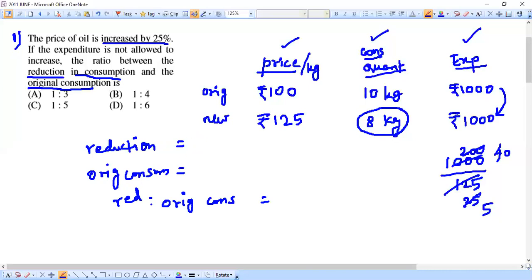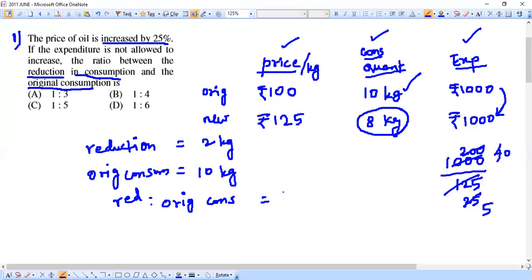Okay, what is our reduction? Actually, first of all, what is the original consumption? Original consumption we already have. The original consumption is 10 kg. Originally, they were able to buy 10 kg. Now, how much is the reduction? That is, how much did we get reduced? See here, previously 10 kg, but now only 8 kg can be purchased. So how many kg is reduced? 10 minus 8. So 2 kg is reduced. Is it or not? So 2 kg.